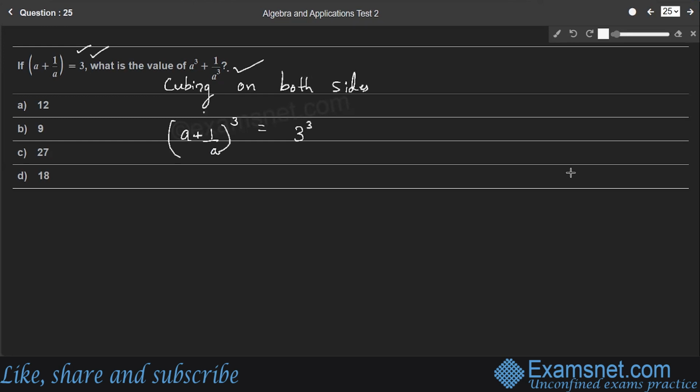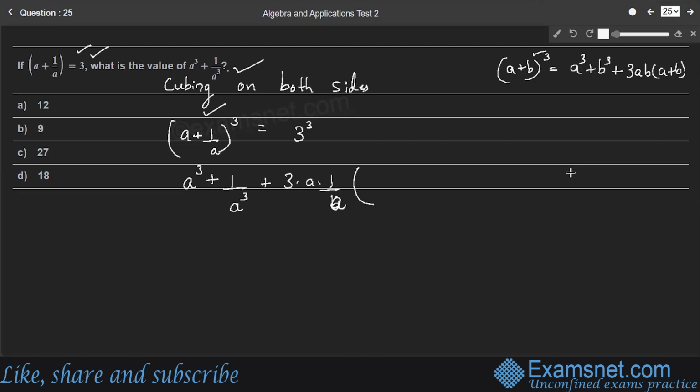Here students, we are using the simple formula which is a plus b whole cube is nothing but a cube plus b cube plus 3ab into a plus b. Here a is a itself, b is 1 by a. Apply the same formula. A cube plus b cube is a cube plus 1 by a cube, plus 3 times a into 1 by a into a plus 1 by a, is equal to 3 cube, which is 27.